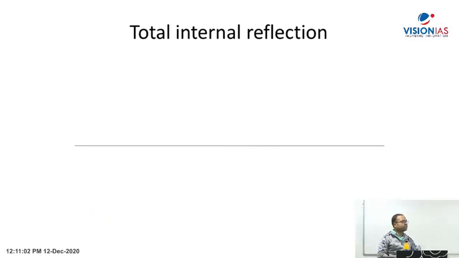Let's move to the other topic, total internal reflection. So before dealing with total internal reflection, let me give you some concepts. Keep these concepts in your head, and I would request you to do it parallelly with me. Suppose you are able to see this object. Why are you able to see this object? You are able to see this object because light is getting reflected from this object. And second point, it is reaching your eye.